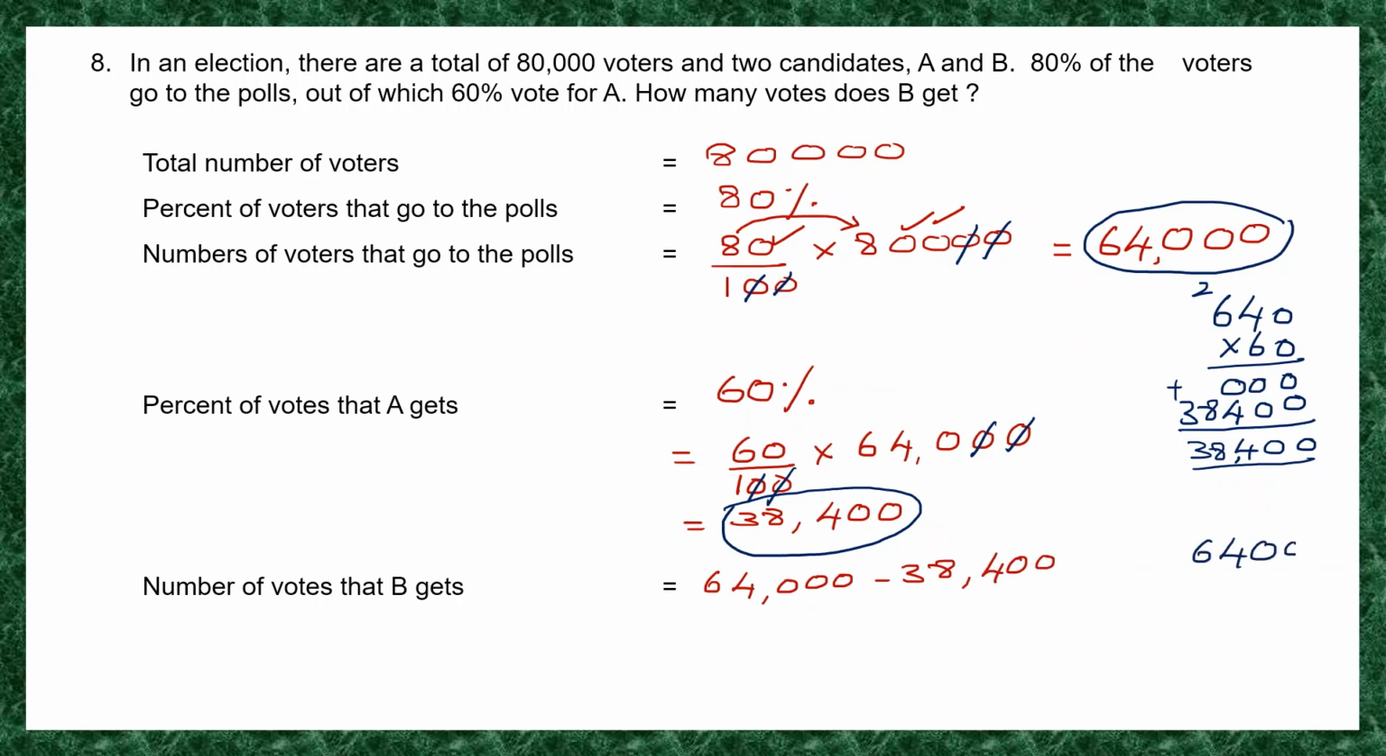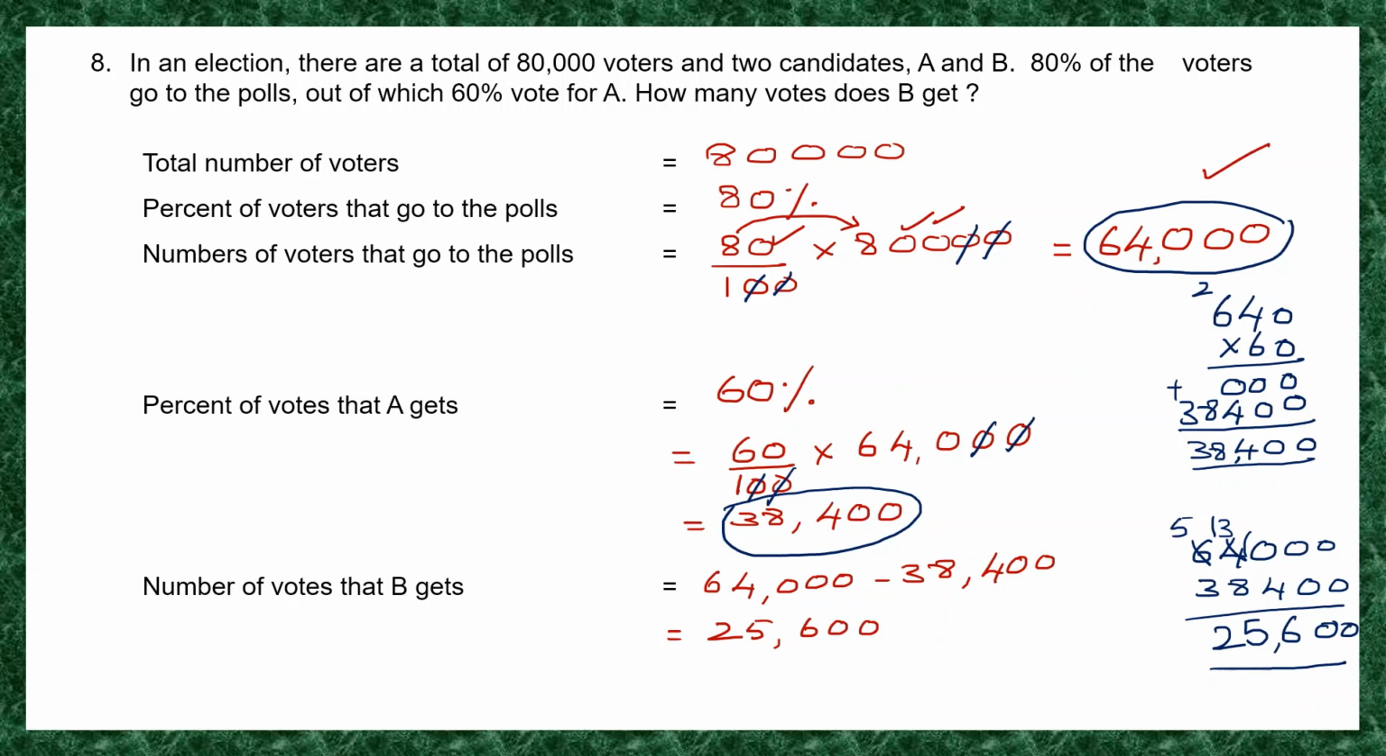64,000 and 38,400. 0, 0. Now we need to borrow. 10 minus 4 is 6. Again we need to borrow. 13 minus 8 is 5. And 5 minus 3 is 2. So we've got 25,600. So the number of votes that B gets will be 25,600. So we first found out how many went to the polls, which is 64,000.